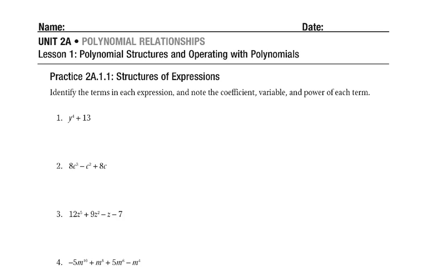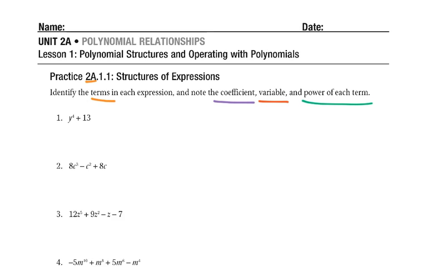Here we are, Unit 2A, Lesson 1, so 2A.1.1, I should say. That 2A is going to throw us off, isn't it? All right, so we're taking a look now, and we're going to identify a few things with these polynomial relationships. So the first thing, we want to talk about what are the terms of each expression, the coefficient, the variable, and the power of each term, okay?